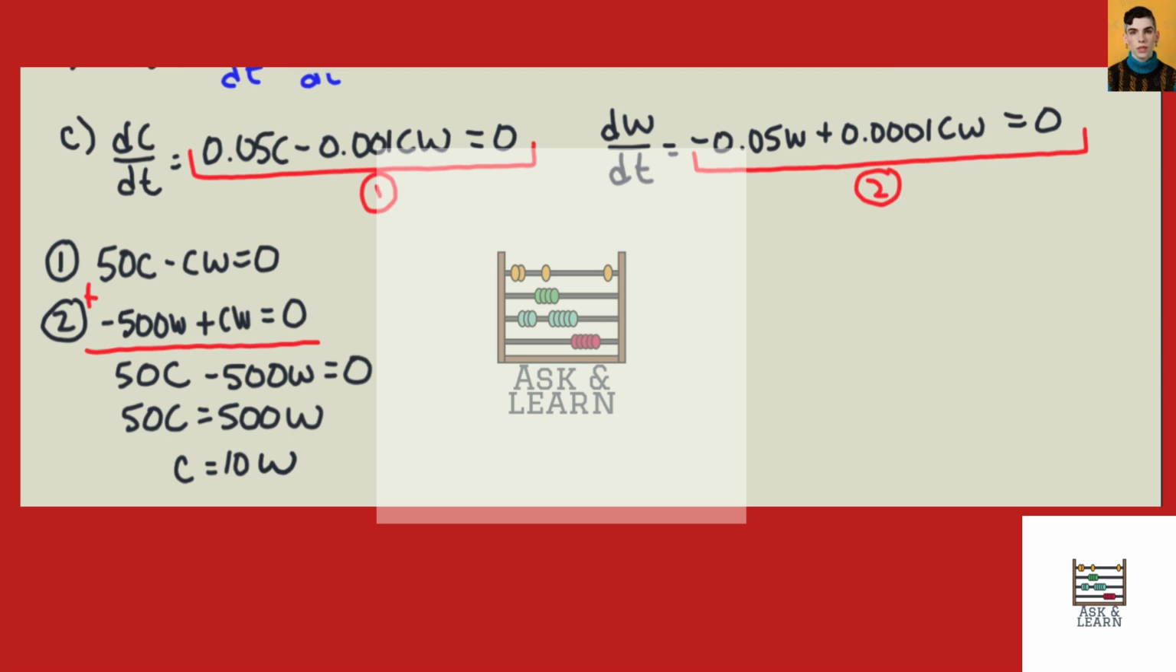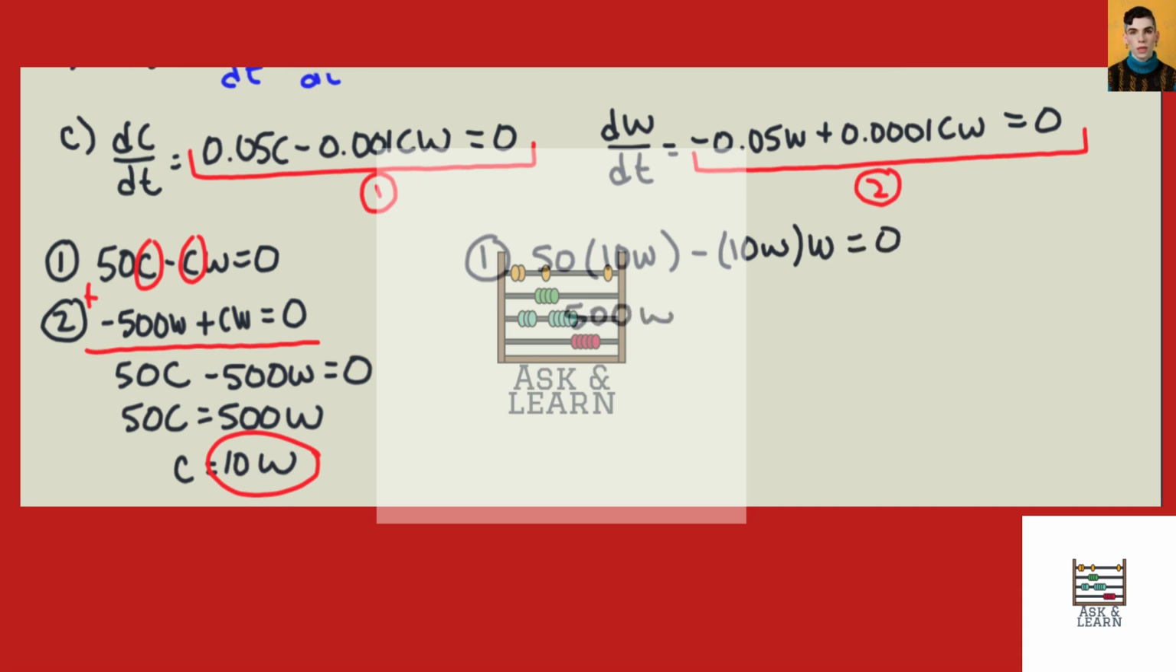We still don't know the values of C and W, but what we can do is take that and substitute it into one of our equations. I'm going to go back to equation 1. I'm going to substitute 10W in for C. So I'll have 50 times 10W minus 10W times W equals 0. So that would be 500W minus 10W squared equals 0. Let's factor 10W out of both of those, which we probably could have done earlier and saved a step. So 10W times 50 minus W equals 0.